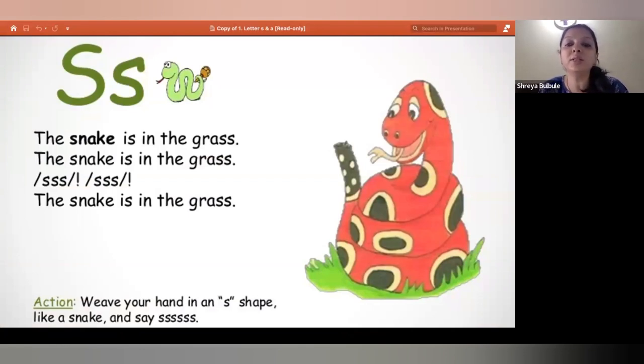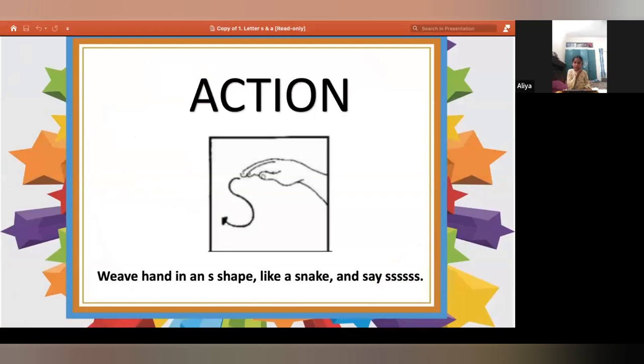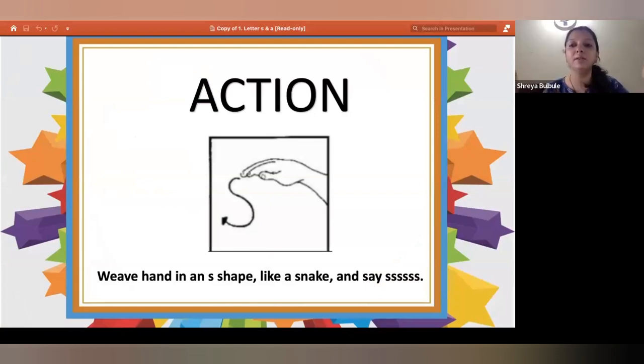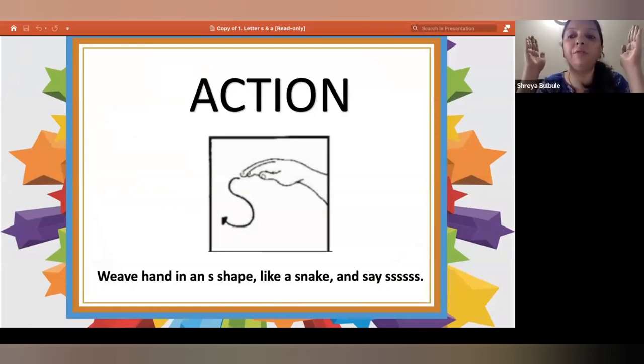So where do you hear the S sound in the word grass? Is it in the beginning or in the end? It's in the beginning. No, in the word grass. Listen to my word carefully. Grass. So it is at the end, no? The word starts with G. Grass. So the sound is in the end. And this is the action we studied.